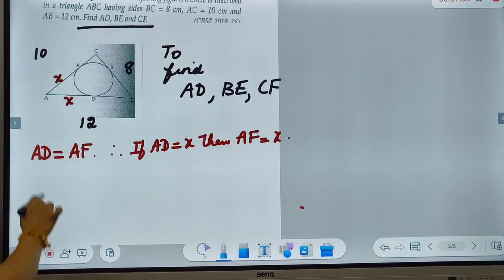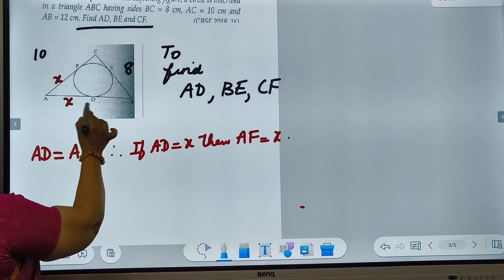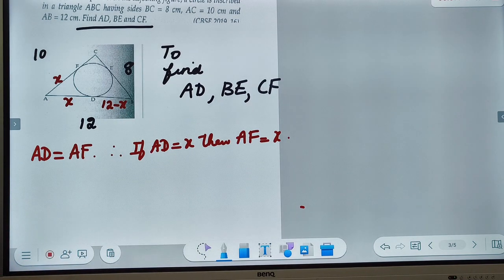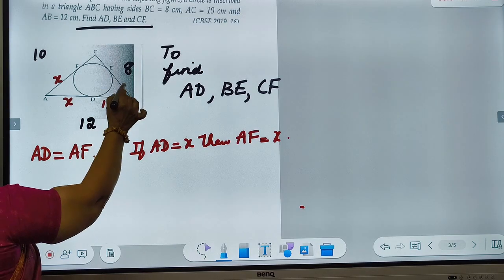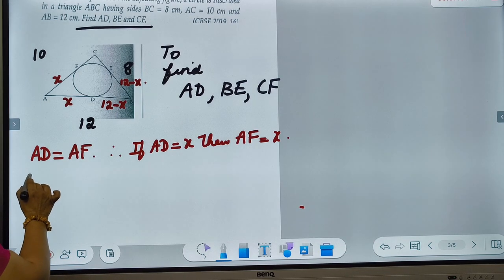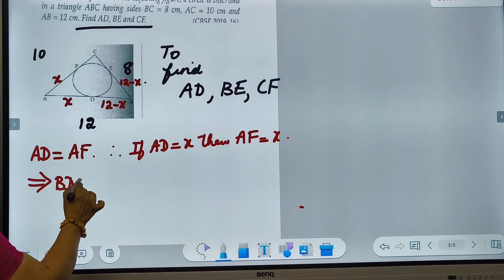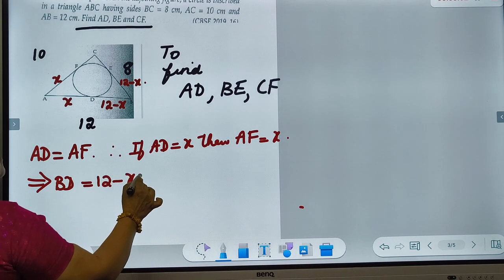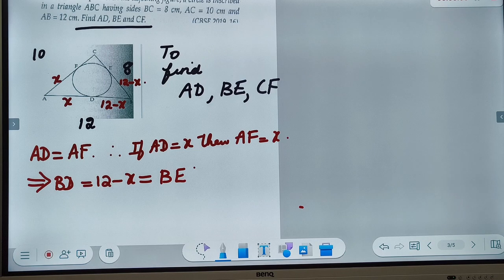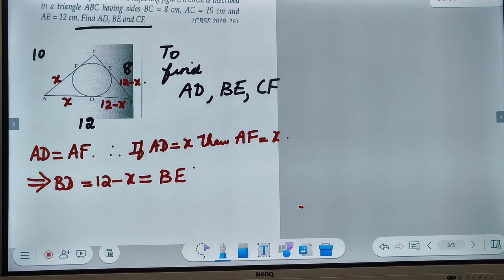Okay. Now, we know the length of AB. What is the length of AB? 12. So, if this is X, this will be 12 minus X. If this is 12 minus X, then BE will also be 12 minus X. This implies BD equal to 12 minus X, which is also equal to BE. Why are they both equal? Again, tangents drawn from B to the circle are equal in length.